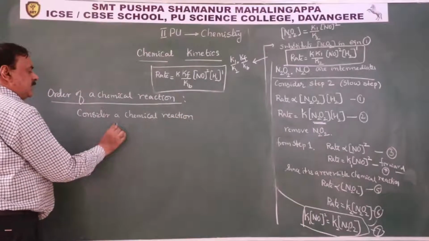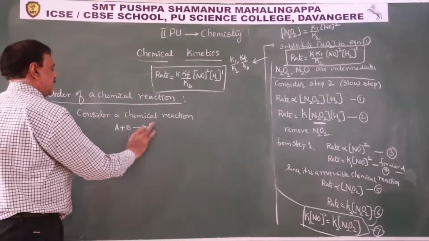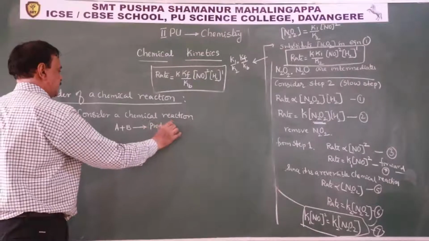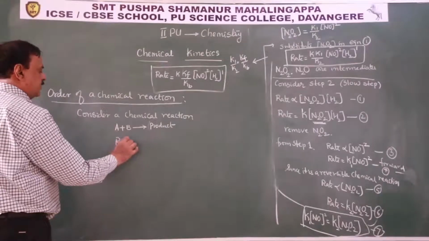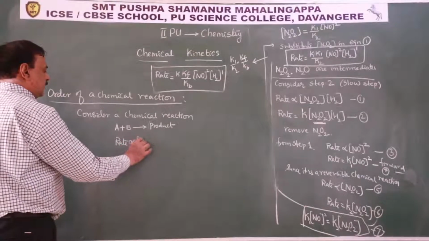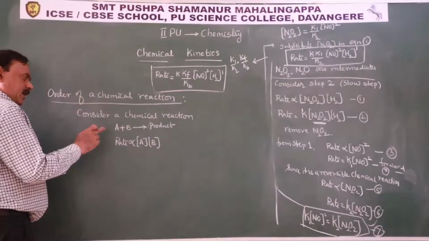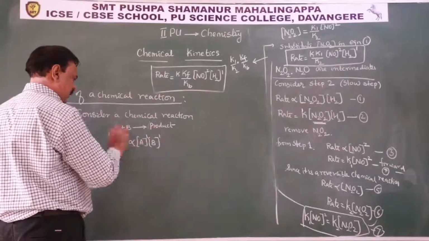Suppose A plus B gives rise to C plus D, or products. Then the rate equation for the above reaction is given by the molar concentration of A times the molar concentration of B. Assume it is an experimentally determined rate equation, with each power being 1.